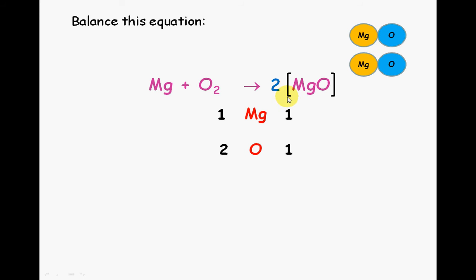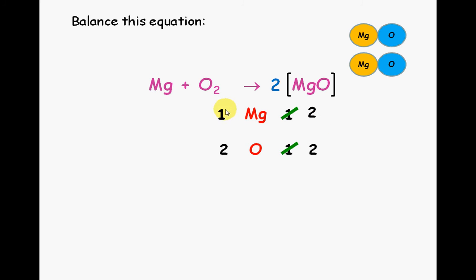Now this 2 means I've got to multiply everything by 2 that is in the bracket. So I've got 1 magnesium, I need to multiply it by 2, cross it out, put 2. I've got 1 oxygen, I need to multiply that by 2 as well. So you multiply. Now my oxygens are balanced, however my magnesiums are not.